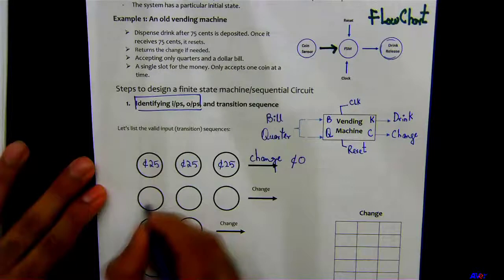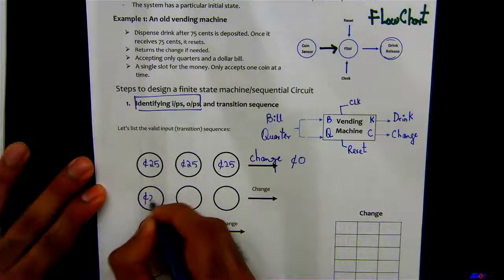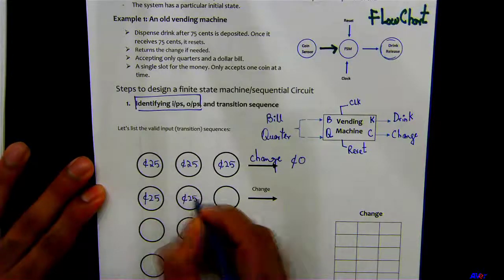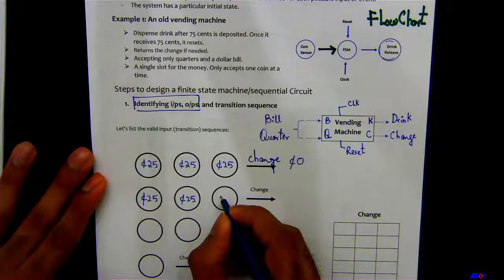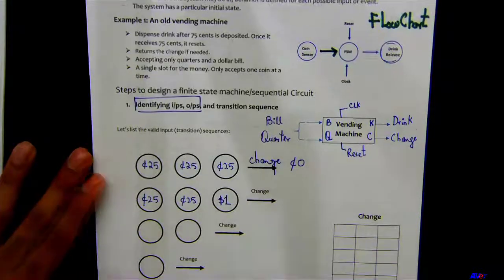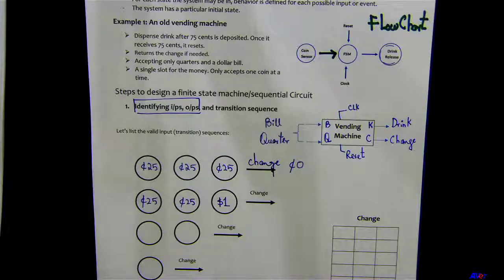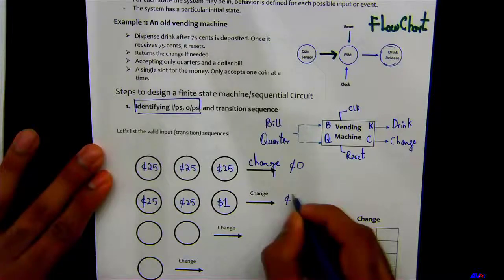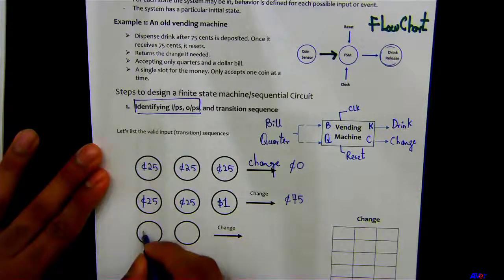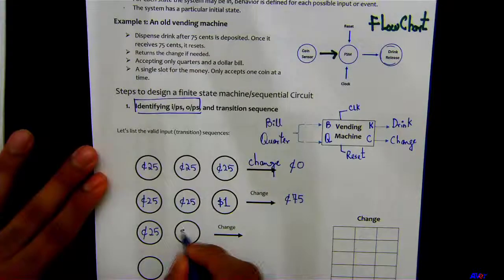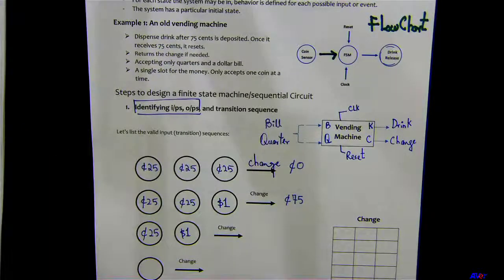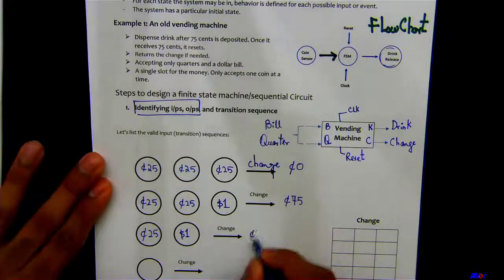Second option could be he may start with 2 quarters, and then he realizes he doesn't have enough quarters, so he inserts a dollar bill. So how much would be the change here now? Come on guys, 75 cents, right? Okay, another option could be, again, he starts off with a quarter, realizes he only has one, and then he goes for a dollar bill. So he inserts $1.25, 75 cents is for the drink. The change is going to be 50 cents, correct?